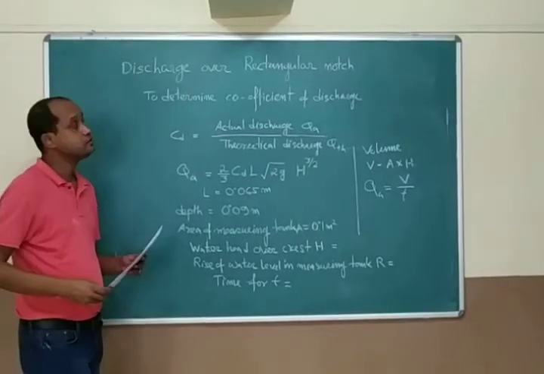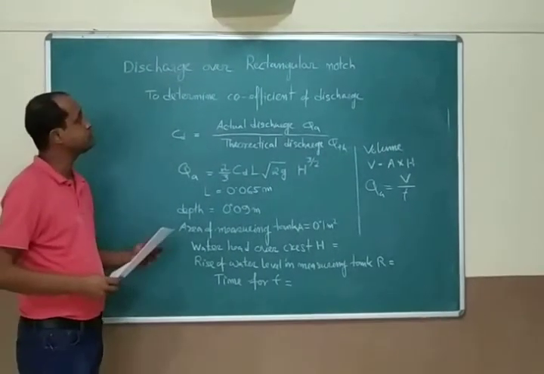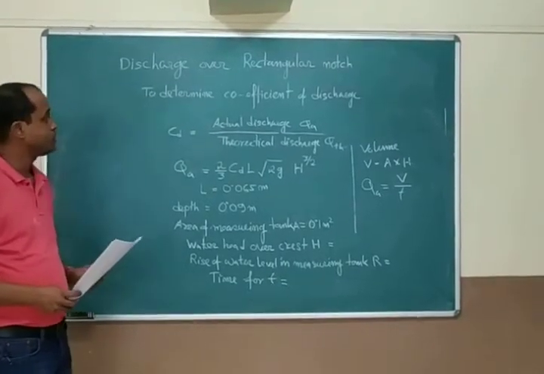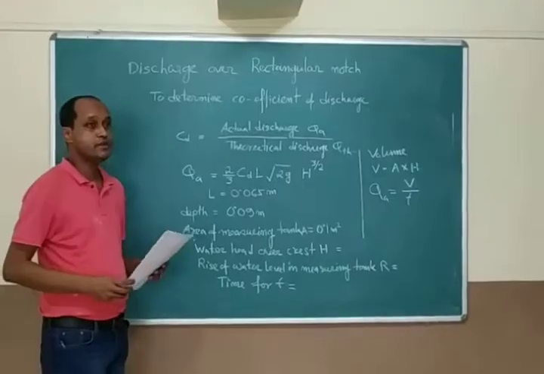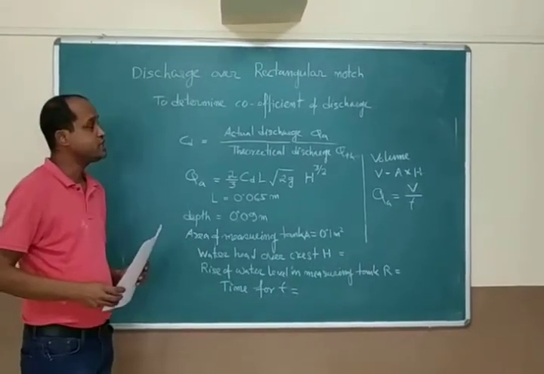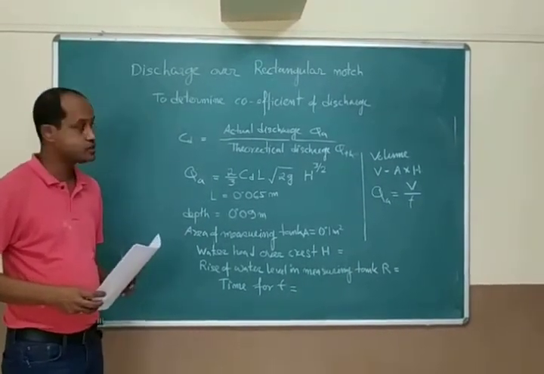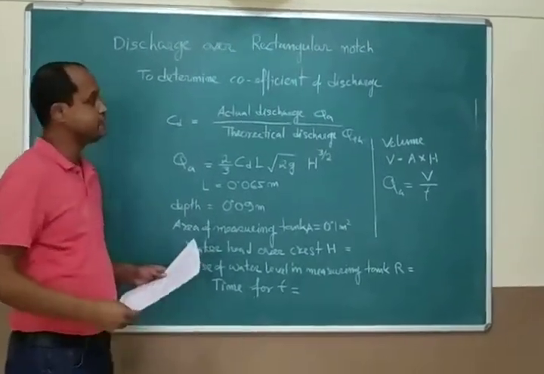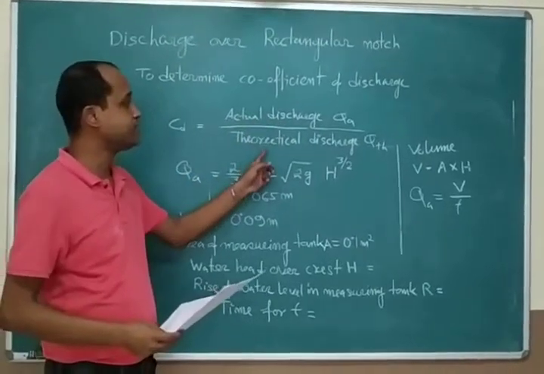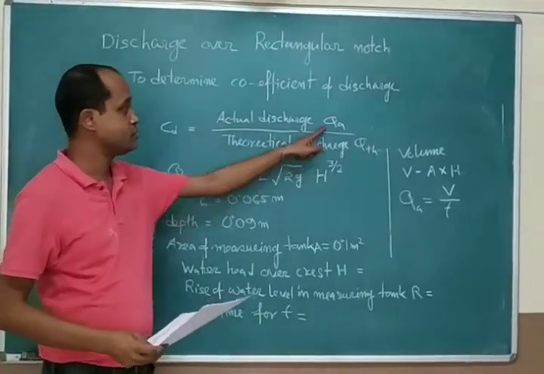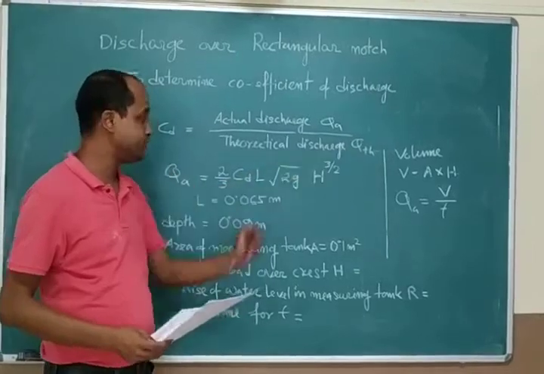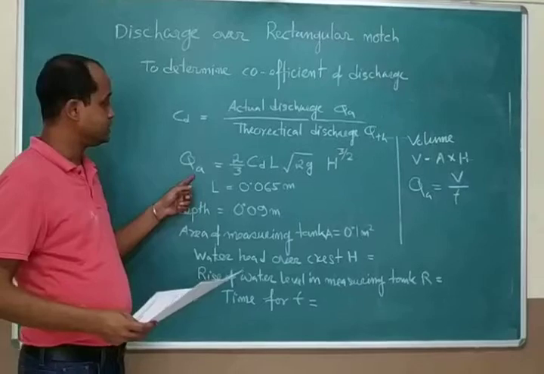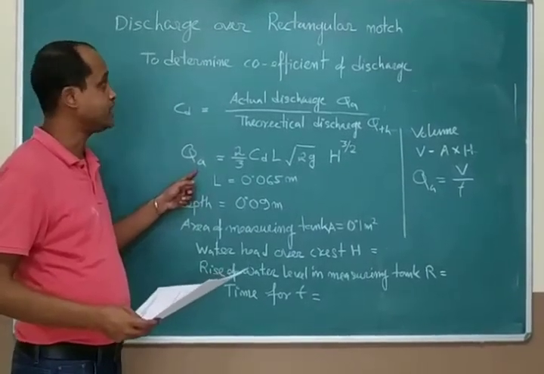So dear students, today we will discuss discharge over a rectangular notch. Here our intention is to find out the coefficient of discharge of a rectangular notch. The coefficient of discharge Cd is given by actual discharge divided by theoretical discharge, Q_A by Q_th.